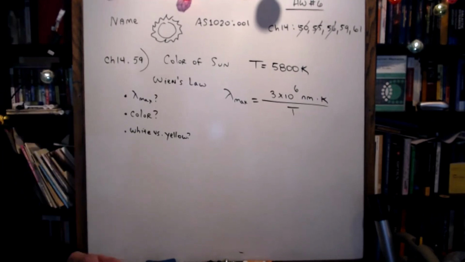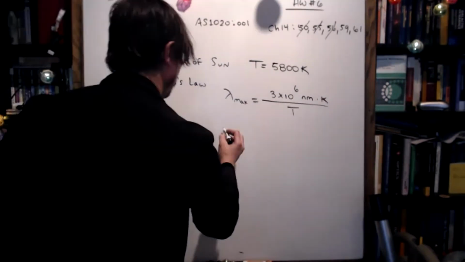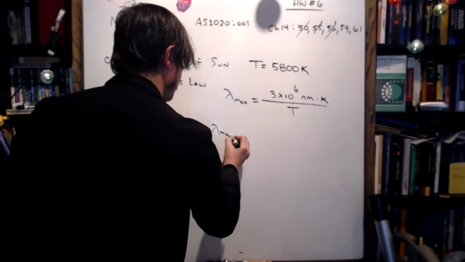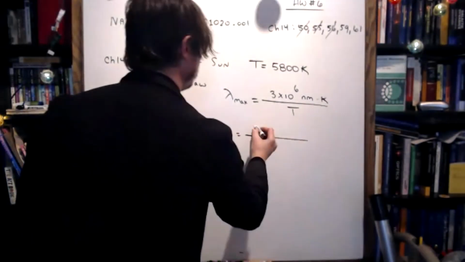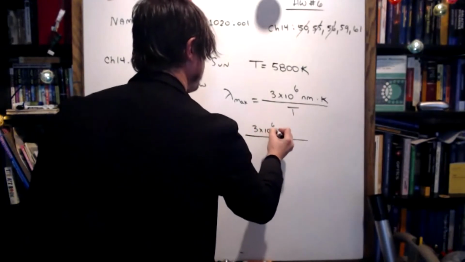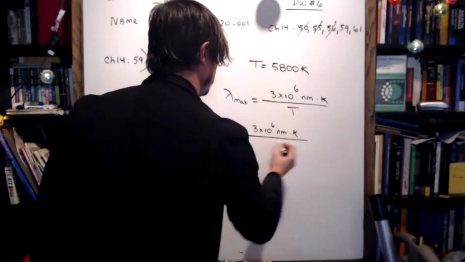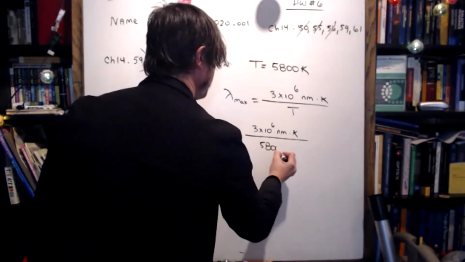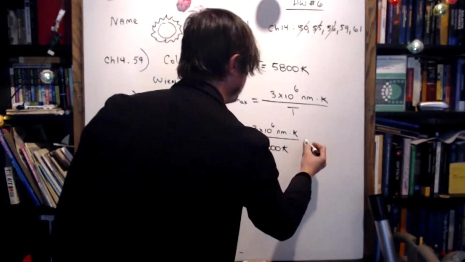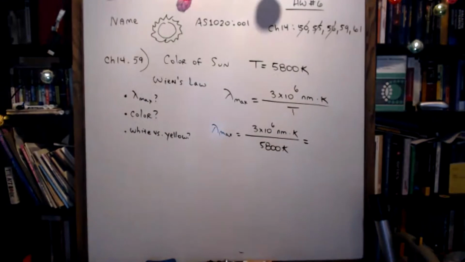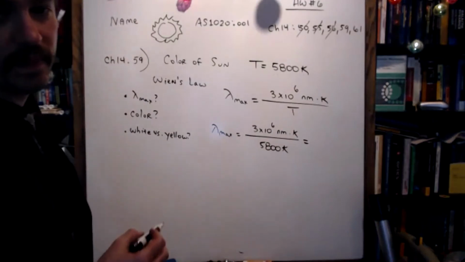You divide the 3 times 10 to the 6 thingy by the temperature of the sun. Okay. So we'll put in 5,800 Kelvin. And what do you get? Kelvins cancel.